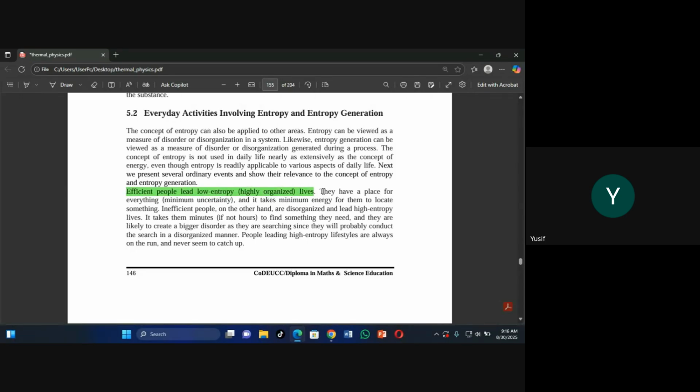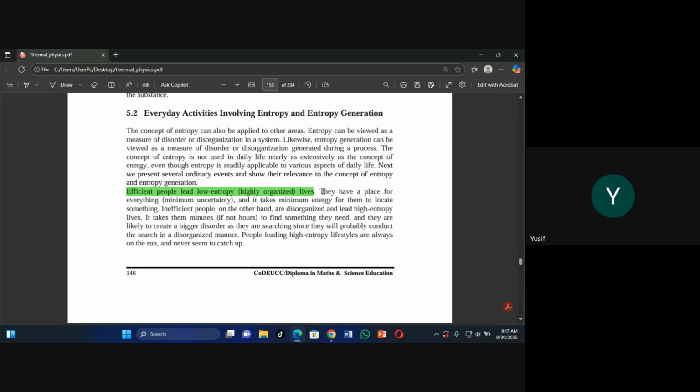That statement says efficient people lead low entropy lives. It means they are highly organized. They have a place for everything. That means at any point, the uncertainty of determining what they are doing is very low. And it takes minimum energy for them to locate something because everything is organized. It takes very little time or energy for them to find whatever they are looking for.